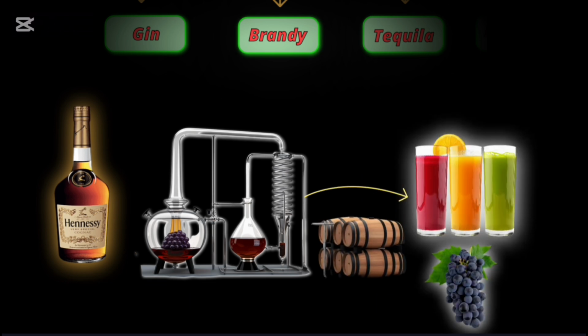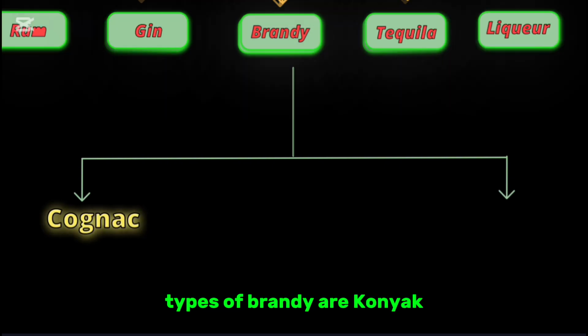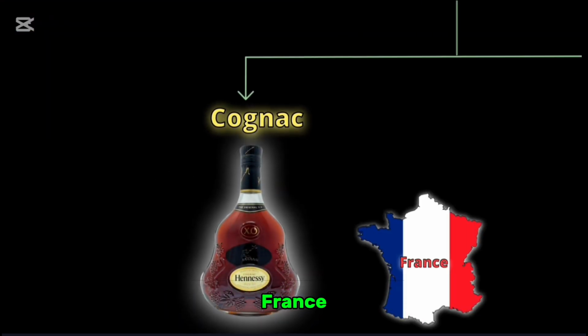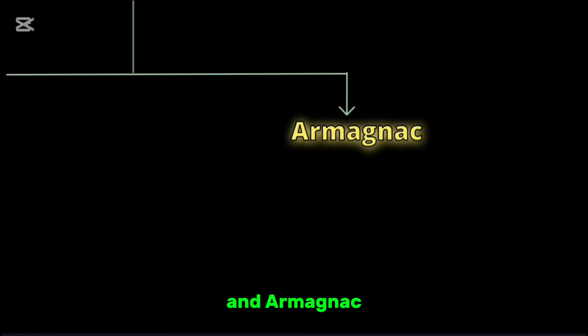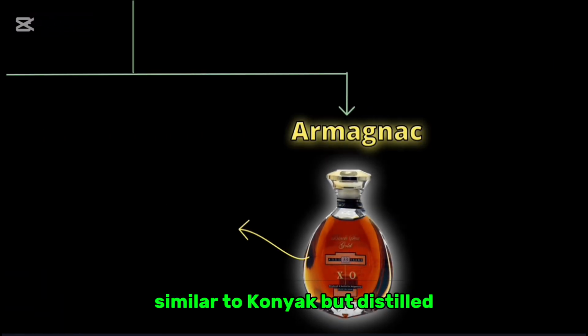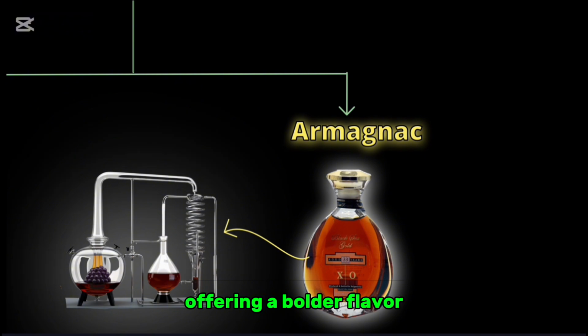Another is brandy. ABV is 35% to 50%, distilled from fermented fruit juices, mainly grapes, and often aged in wooden barrels. Types of brandy are Cognac, a high-quality brandy from France, aged for at least 2 years, and Armagnac, similar to cognac but distilled differently, offering a bolder flavor.